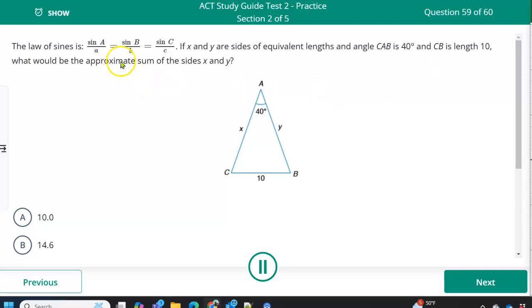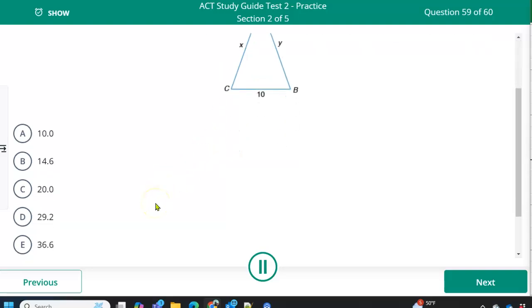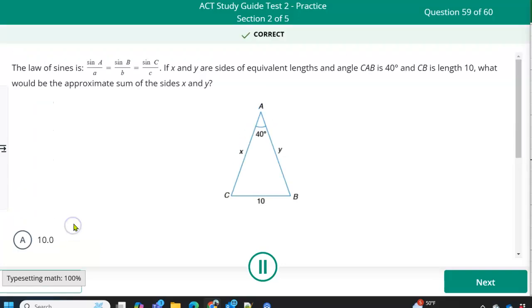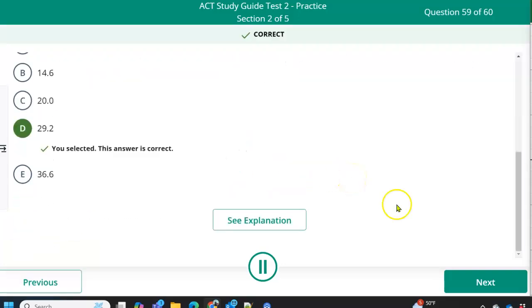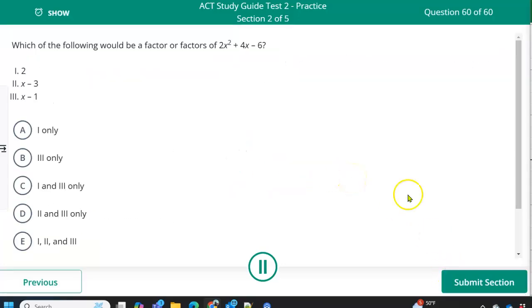What is the approximate sum of the sides X and Y? Well, if they're both 14.6, then we add them together and they're going to be about 29.2. Last question.